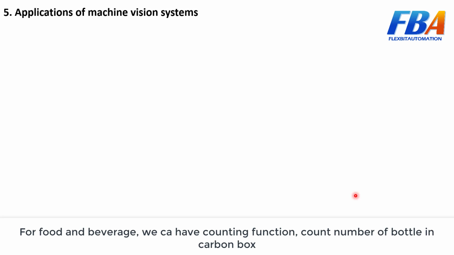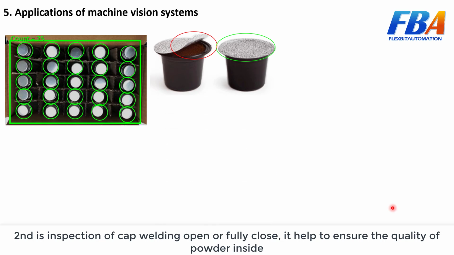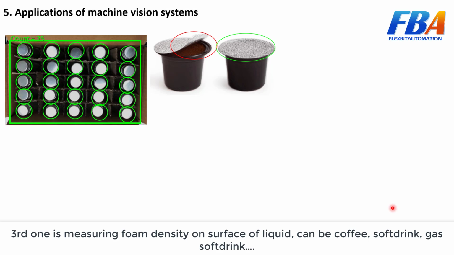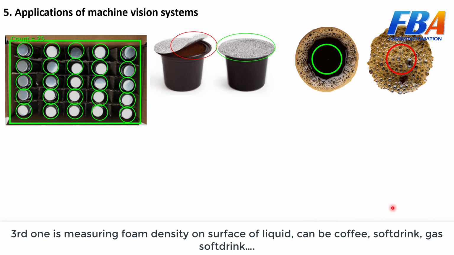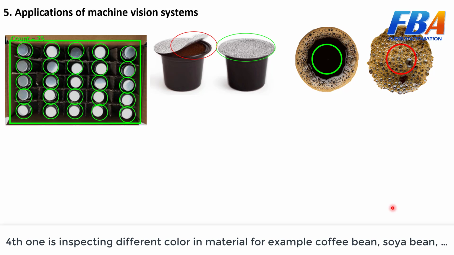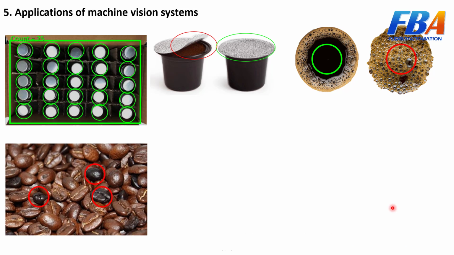For food and beverage, we can have the counting function: counting the number of bottles in the carton box. The second is inspecting the gap welding, open or fully closed. It helps to ensure the quality of the powder inside. And the third one is measuring the foam density on the surface of the liquid. It can be coffee, soft drink, or gas soft drink. The fourth one is inspecting different colors in material, for example coffee bean, soya bean.